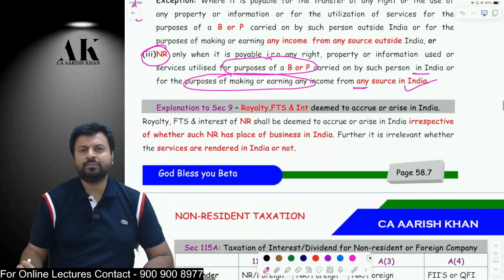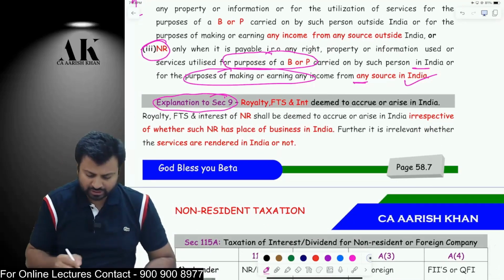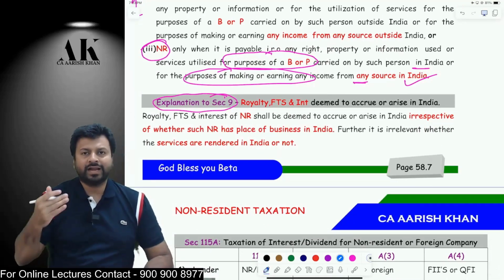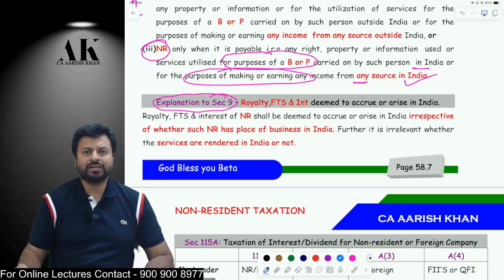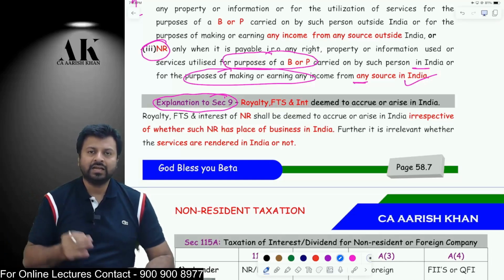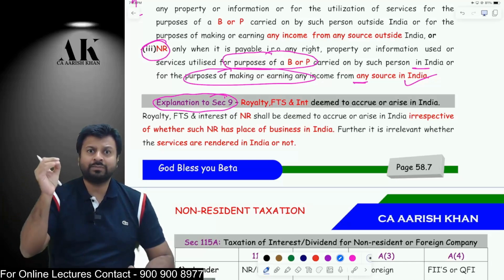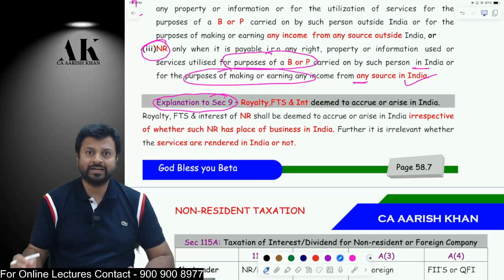Now, there is one very important explanation given below section 9 under the income tax law, with respect to royalty, interest and FTS. Generally, if the government wants to charge PGBP income of a non-resident in India, then the non-resident should have a business connection in India or a permanent establishment in India, some presence in India. But for these three incomes, interest, royalty and FTS, there is no need to have any presence in India. There is no need to have any business connection in India.